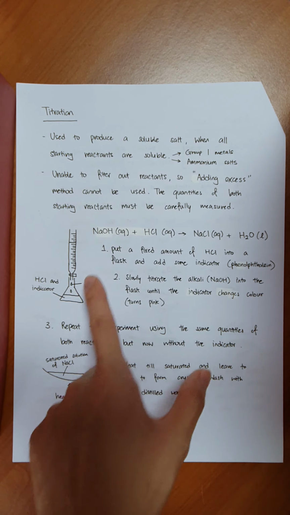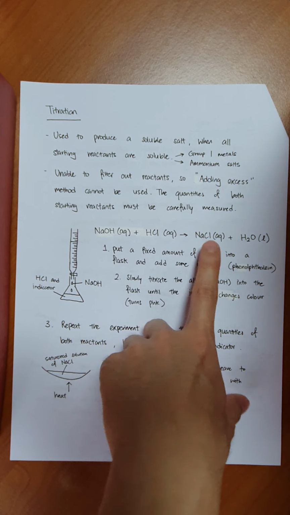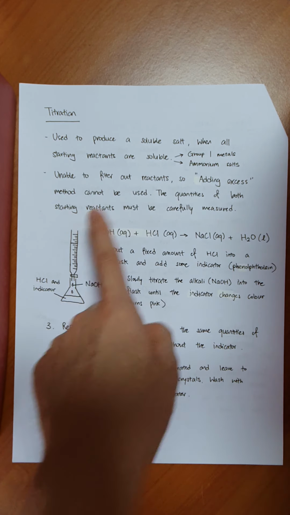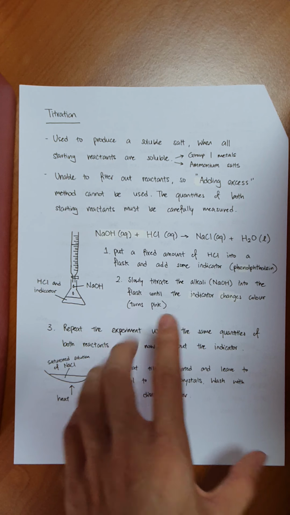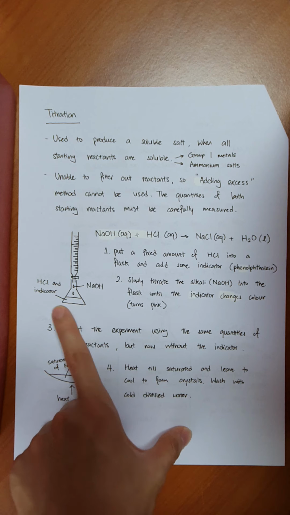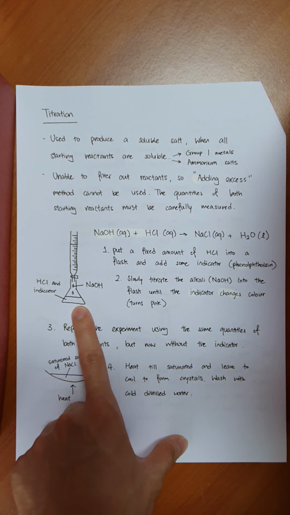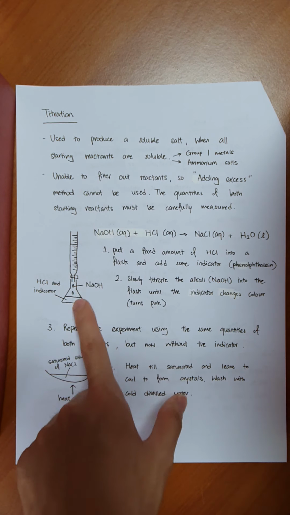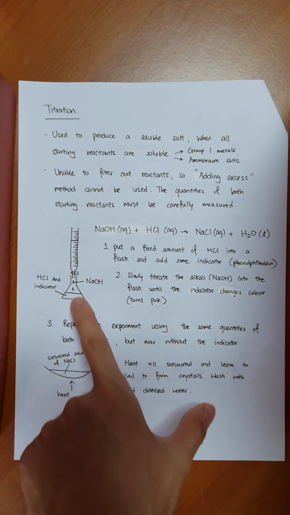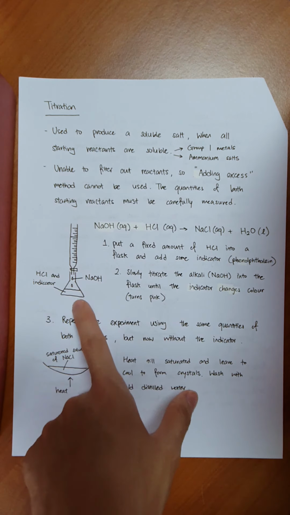Okay, so let's look at this reaction first. Sodium hydroxide plus hydrochloric acid gives you sodium chloride and water. So this is a neutralization reaction. What we are doing here is putting a fixed amount of acid, which is hydrochloric acid in this case, and a certain indicator. And then after that, we let the base titrate. Basically, titration is just letting the base drip into the acid here to react. So you let it slowly drip, drip, drip.